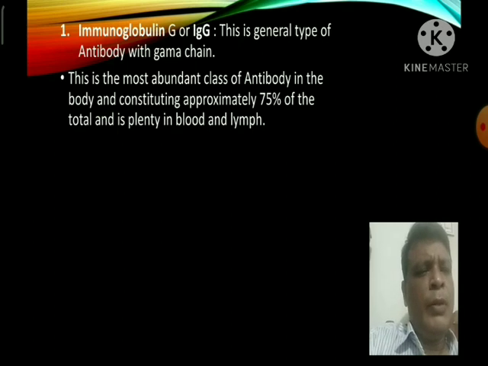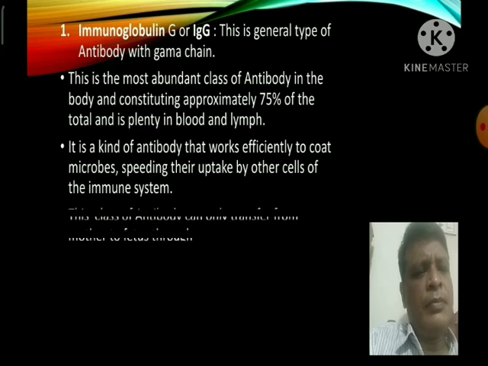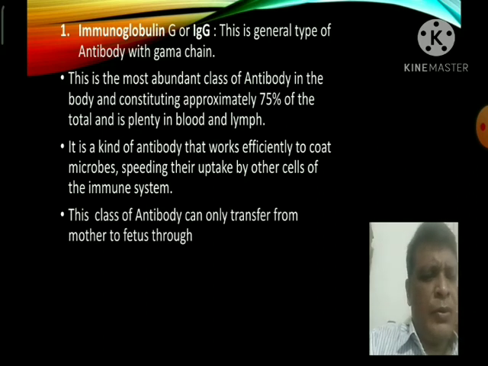Number 1, immunoglobulin G or IgG. This is a general type of antibody with gamma chain. This is the most abundant class of antibody in the body and constitutes approximately 70% of the total, and is plentiful in blood and lymph. It is a kind of antibody that works efficiently to coat microbes, speeding their uptake by other cells of the immune system. This class of antibody can transfer from mother to fetus through the placenta.